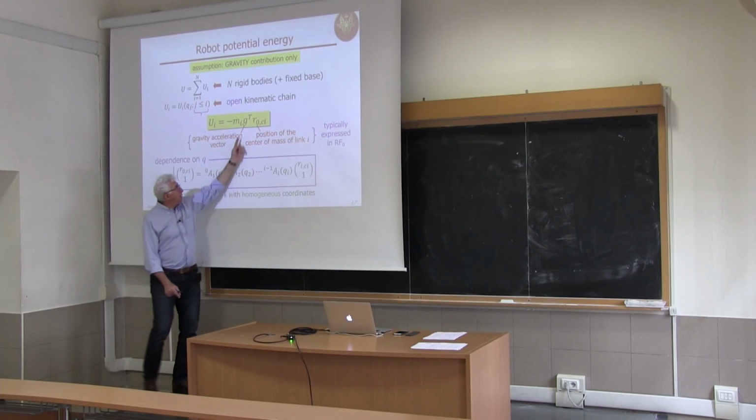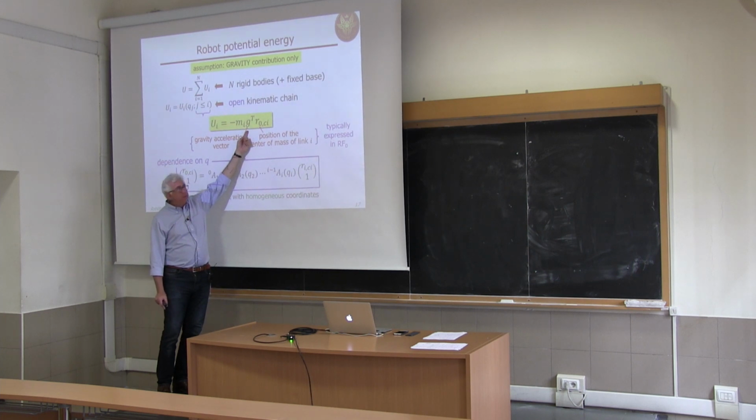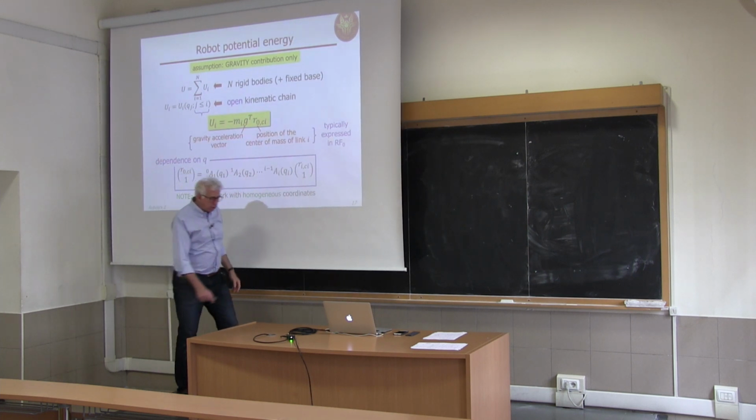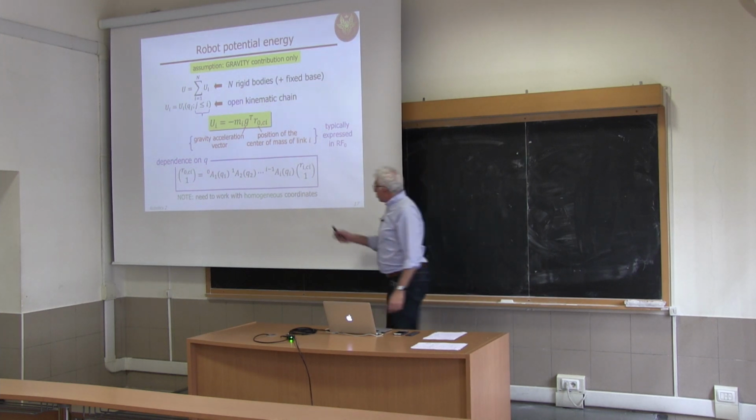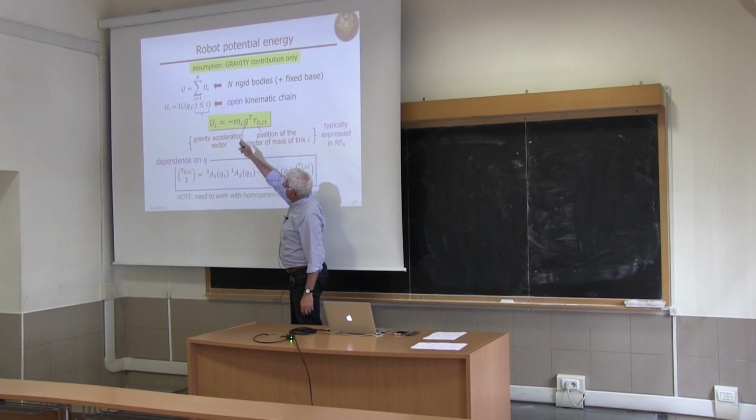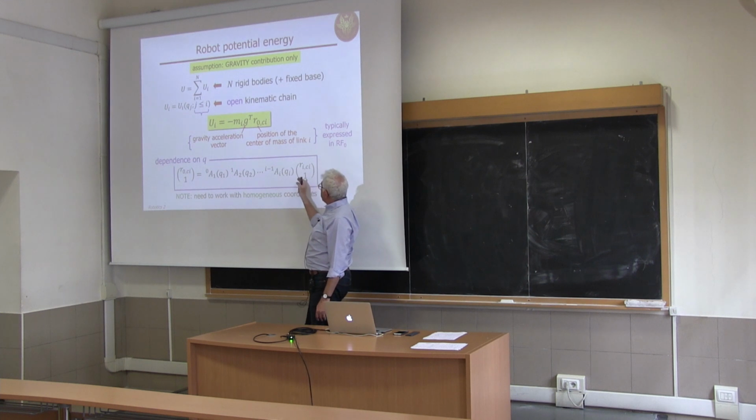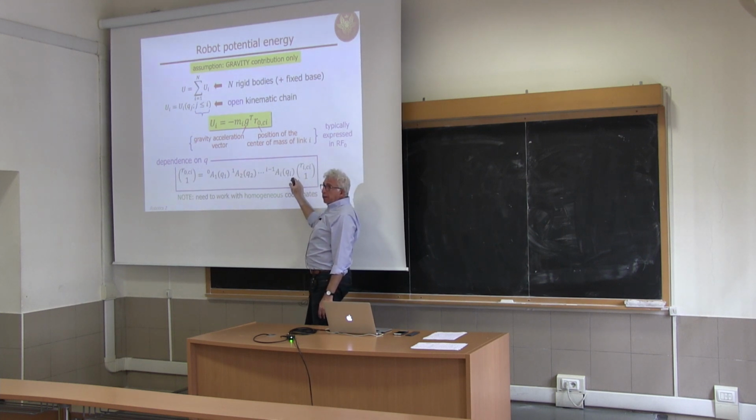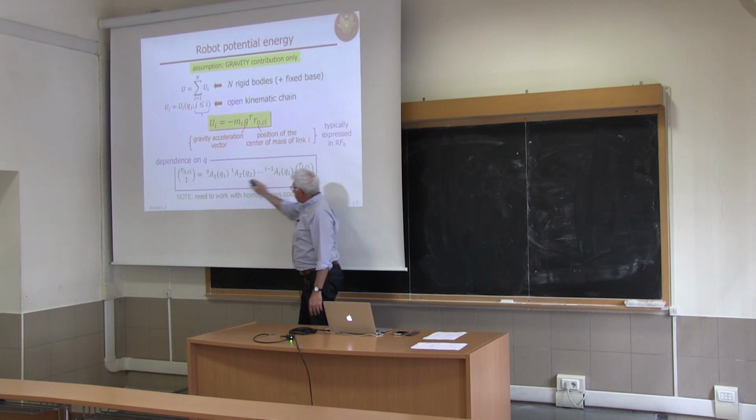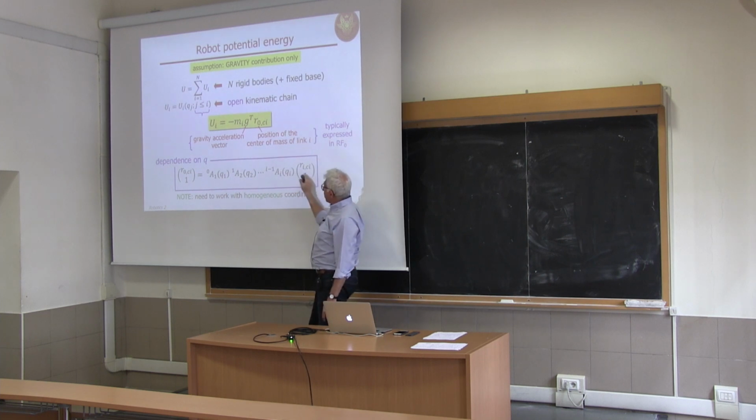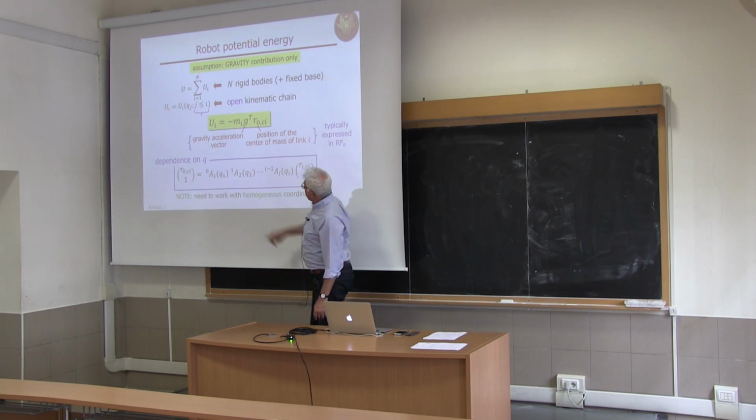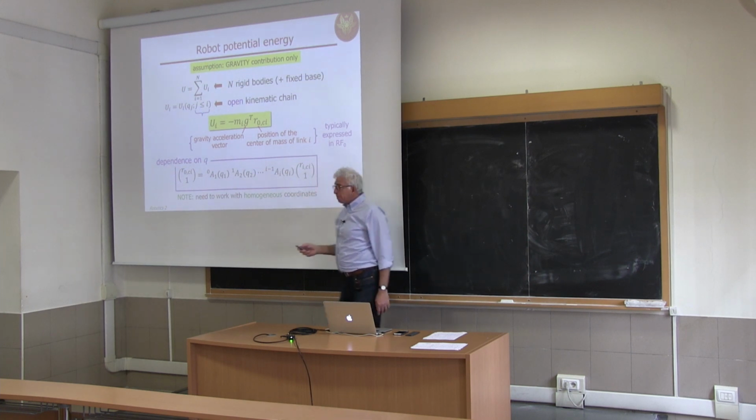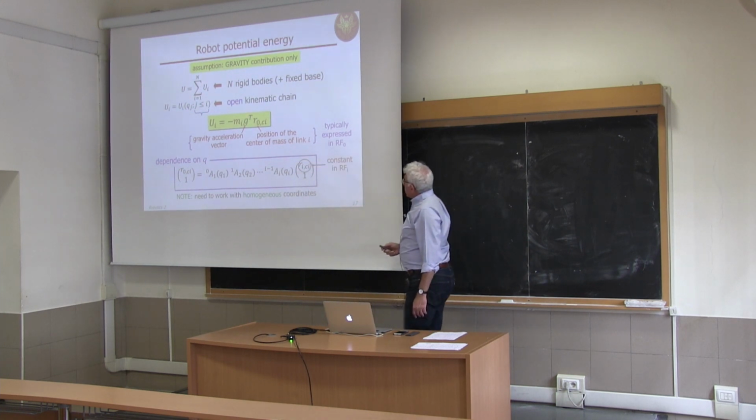And if you're writing G in the same frame, this scalar product can be done. So the dependence on Q, and the fact that in a serial chain you have only a dependence on the Q up to the index of the link that you're considering, Q1 to Qi, when we are considering the position of the center of mass of link I, it's clear from this formula.